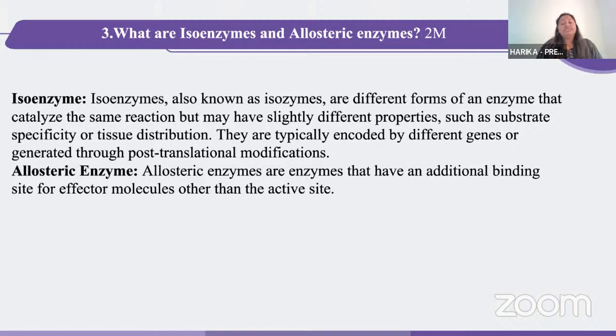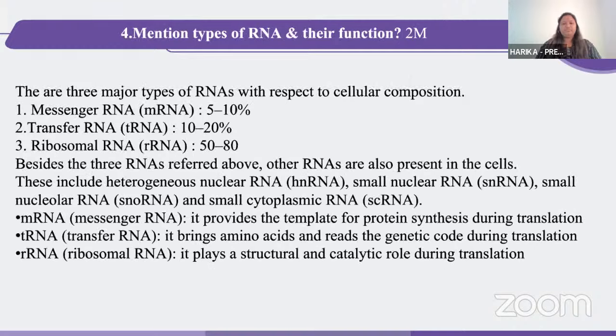Allosteric enzymes are enzymes that have an additional binding site. As you know, every enzyme has a binding site. Allosteric enzymes have the regular site as well as an additional binding site where molecules can bind and activate.